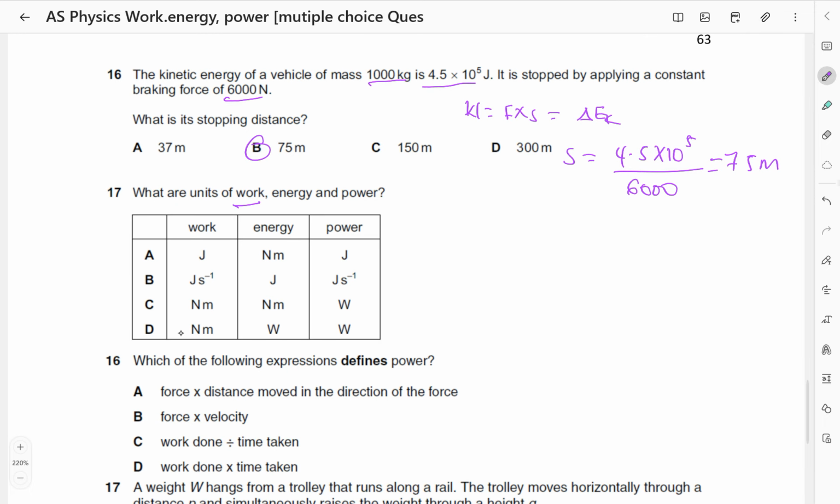What are units of work? That is joules. Energy, that is joules. Power, that is watts. So joules is the same as Newton meters. So we have Newton meters, and watts. So our answer is automatically C.